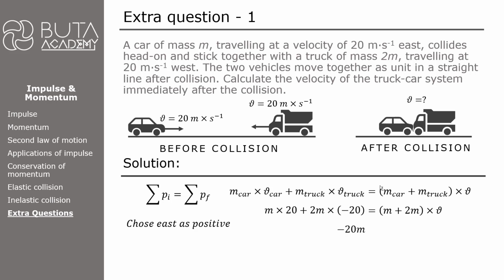Minus 20 times m is equal to 3m times the velocity. Velocity of the car-truck system immediately after the collision is negative 6.67 meters per second. The outcome is negative, so we add an extra step to the solution to specify the magnitude of the velocity as 6.67 meters per second and the direction as west.